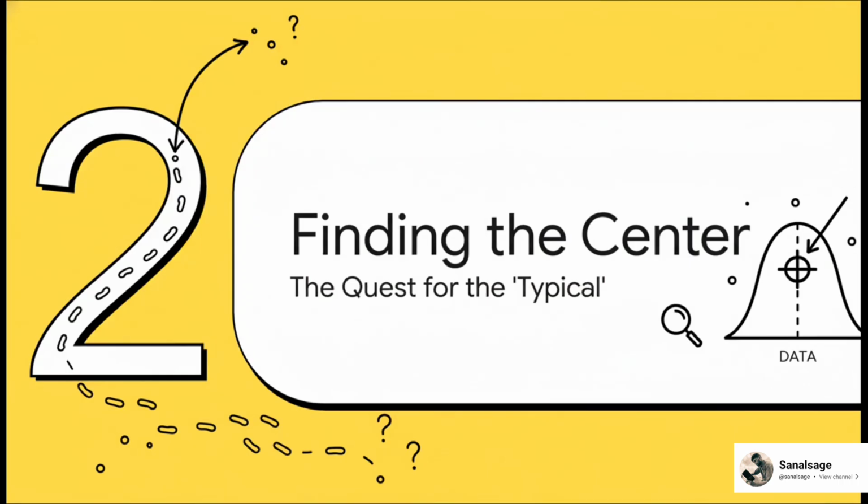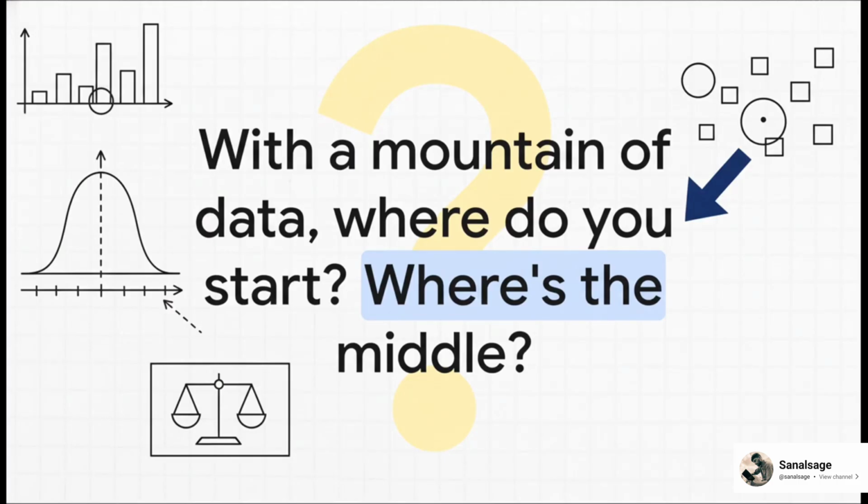Now that we have our basic tools, we're going on a quest for the typical score. This is all about finding the heart, or the center, of our data. Think about it. When you're staring at that mountain of data, what's the very first question that pops into your head? It's probably something like, okay, so what does a normal result even look like here? Where's the middle of all this? Statisticians have a fancy name for this. They call it finding the central tendency.